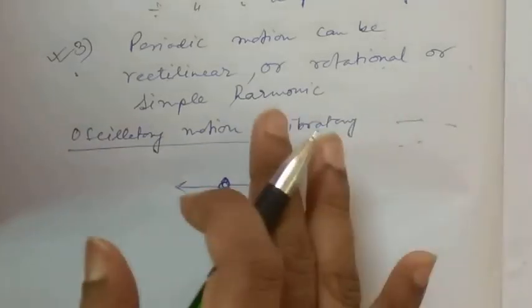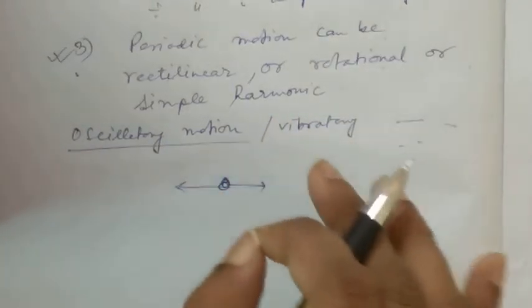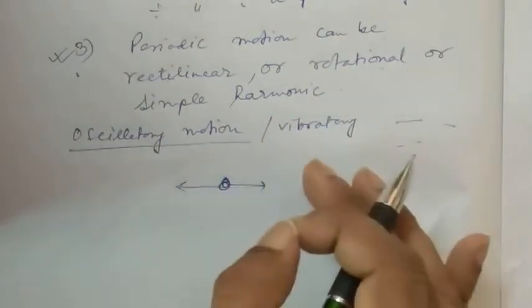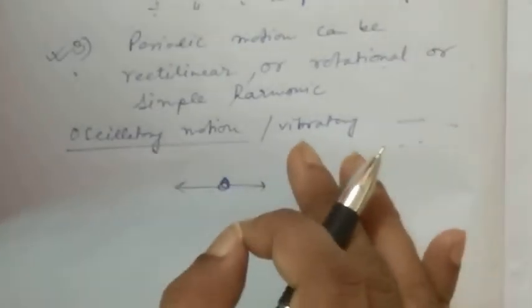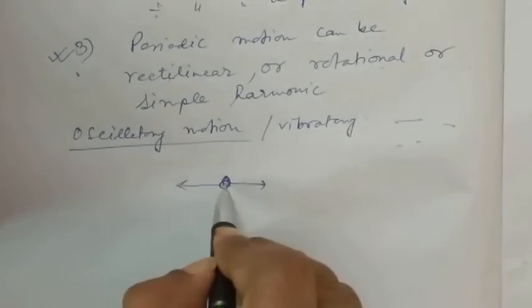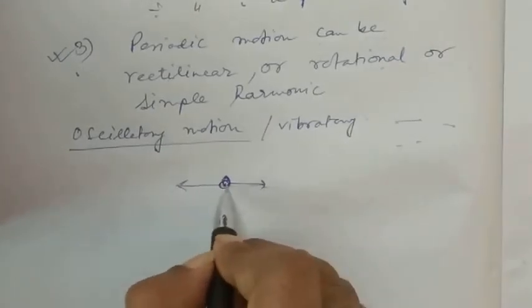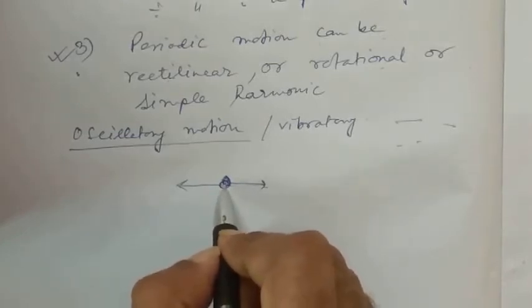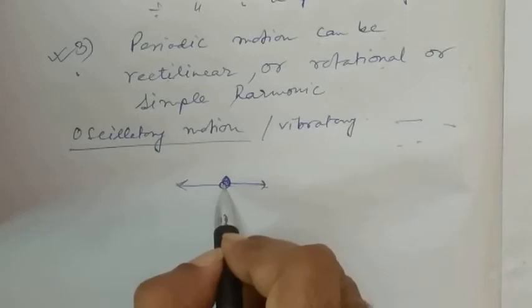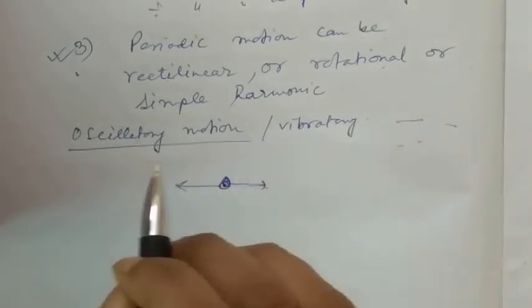So, I repeat, this to and fro motion or back and forth motion must be about a fixed point. This is the fixed point. About this point, the body moves in this fashion, comes back to the mean position. Now, this position of the fixed point is known as the mean position. Moves back and comes forward again. This is known as an oscillatory motion.